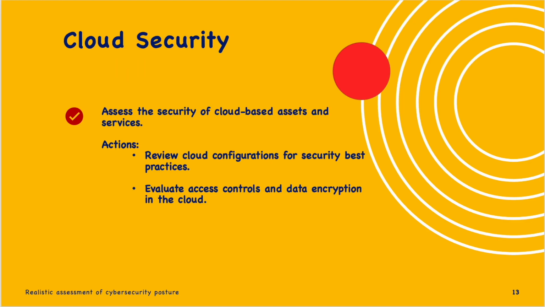Next is cloud security. A robust cloud security strategy is crucial for organizations leveraging cloud services to ensure the confidentiality, integrity, and availability of their data and applications. To do this, they need to perform actions like reviewing cloud configurations for security best practices, and evaluating access control and data encryption in the cloud. Similarly, they need to perform the same activities like identity access management, IAM, multi-factor authentication, and enforce the principle of least privilege to grant users the minimum access required for their roles.